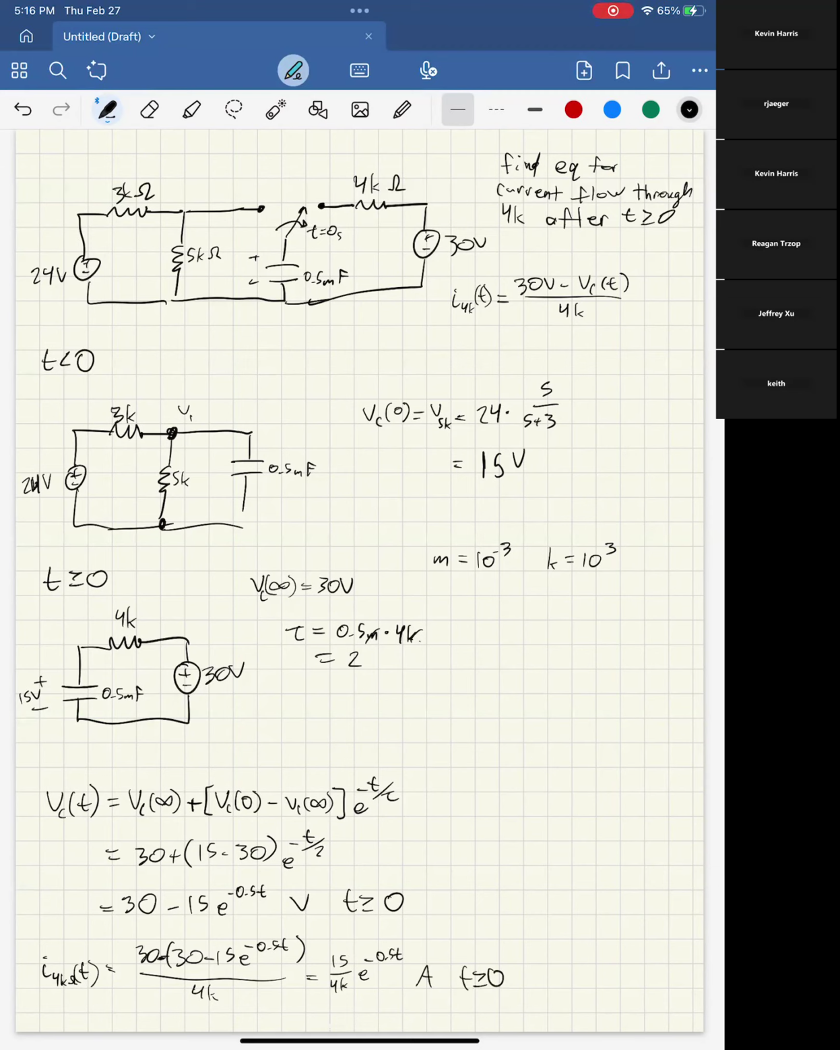Let me make sure I got that right. Oh, okay, yeah. If you actually divide it, you get a number. Or wait, did I do this wrong? Hold up. Oh, no. That's right. The other way you can do it is I equals C dV/dt, and then you differentiate it. And that works. That always works.